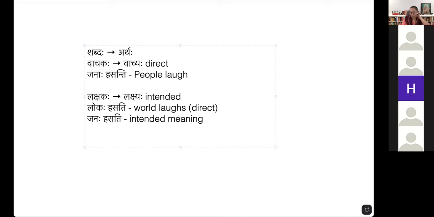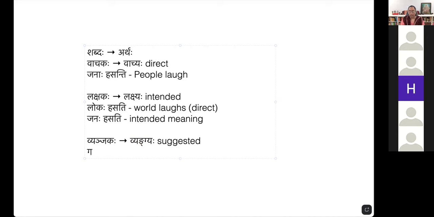Now there is another level. Why do I say this? In this example, it is just so common an example that people don't even think that there is a step involved in this. But let's look at another sentence where we need the vyanjakaha, which is the shabda, and vyangyaha is your artha. This is suggested.